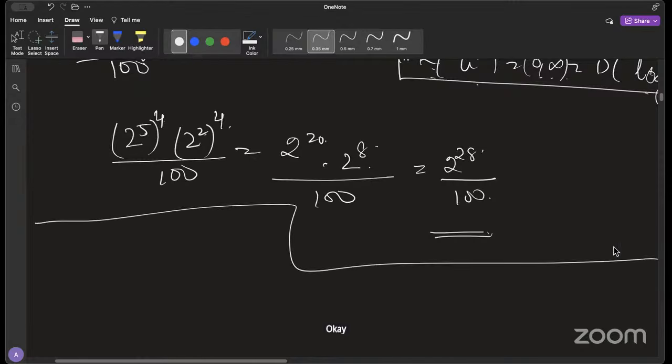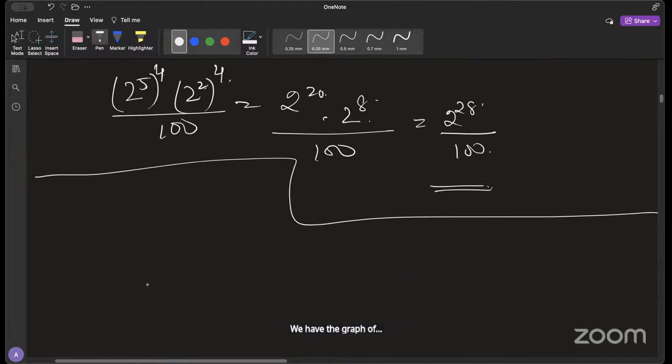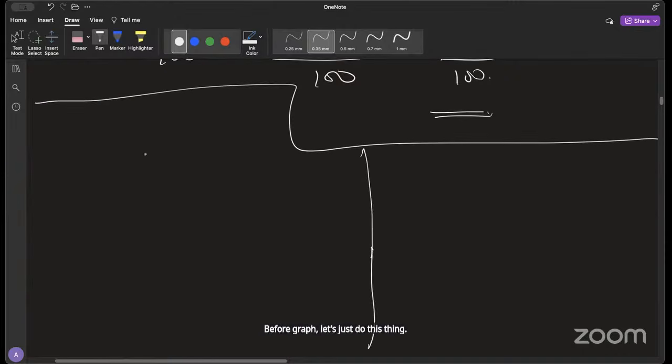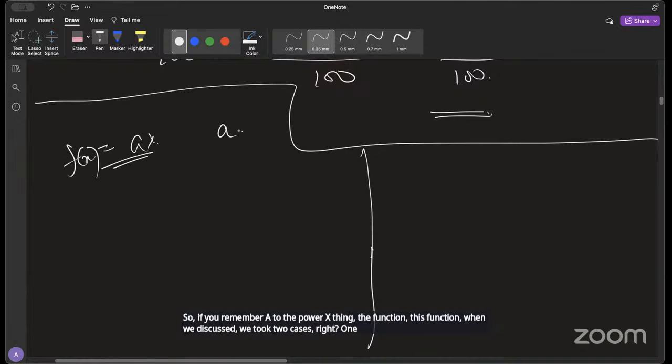Okay. Then coming to the next thing, we have the graph. Before the graph, let's just do this thing. So if you remember the a to the power x function, when we discussed this function, we took two cases, right? One was the case when we took a.